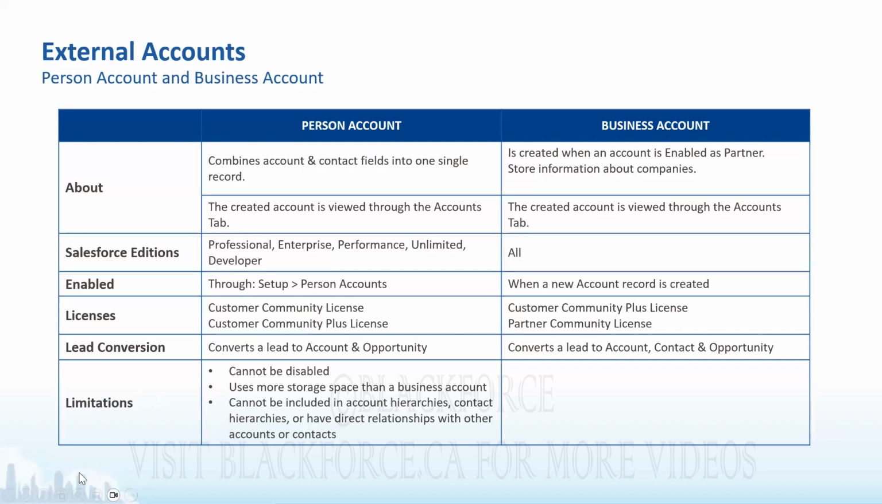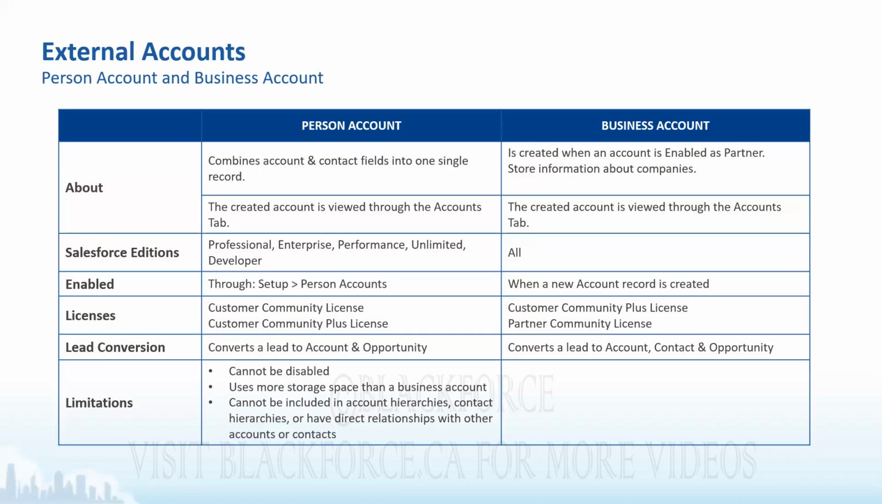So the limitations with the person account: it cannot be disabled. So once you enable it, you can't disable it. You can't reverse it. Then the person account uses more storage space than the business account. And this is because it merges the account and contact fields into one record. So it's like merging two records into one.